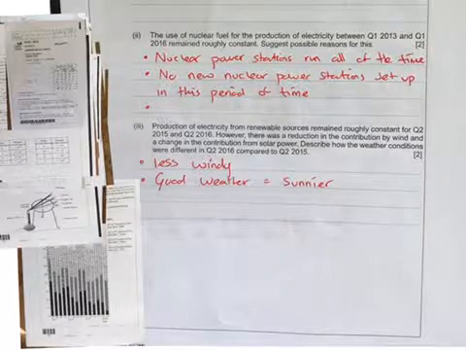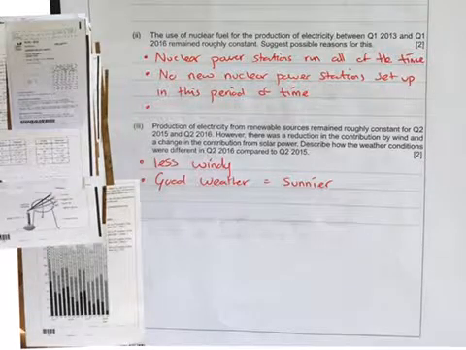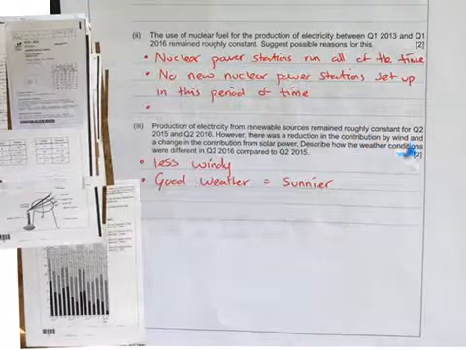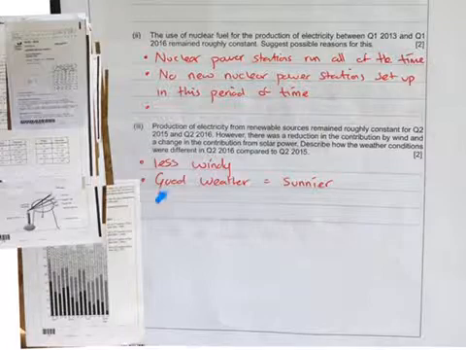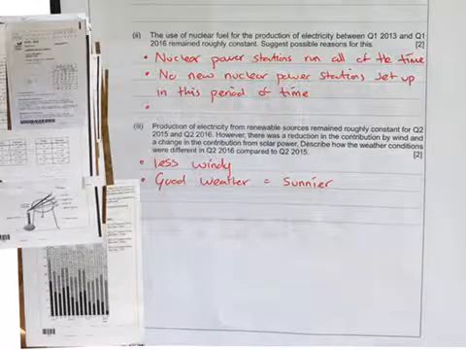Production of electricity for and so on. Well, this is basically saying why did wind drop? And it could be less windy or good weather. It could have been sunnier. Describe how the weather conditions were different. Look at why we had that reduction.